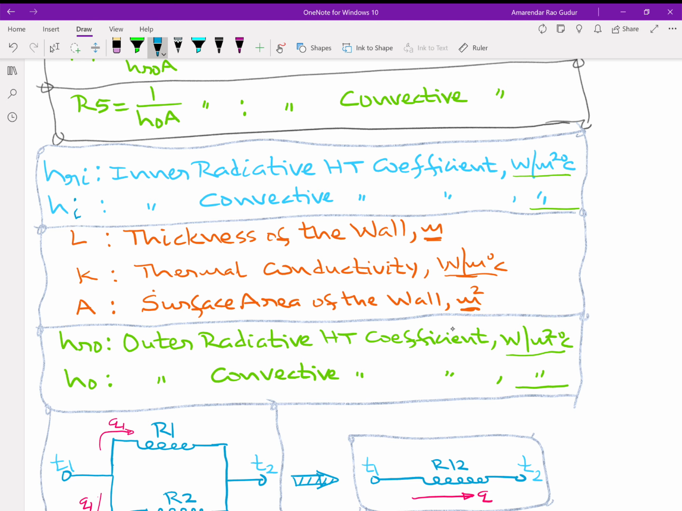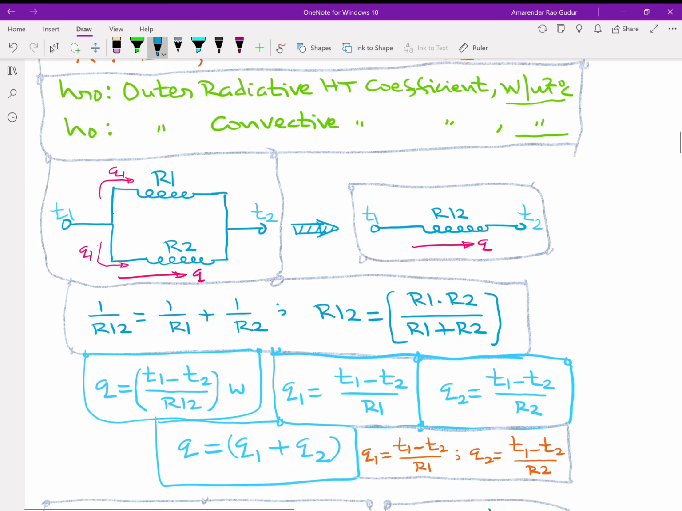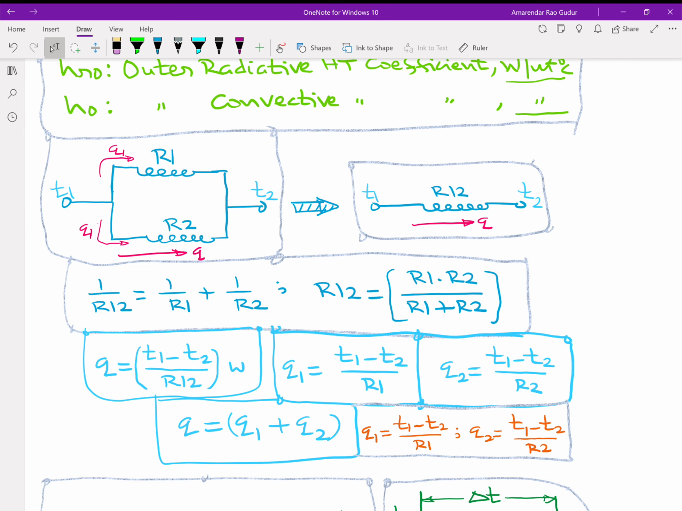Inner radiative heat transfer coefficient, inner convective heat transfer coefficient. Then HR naught, outer radiative heat transfer coefficient, H naught, outer convective heat transfer coefficient. So again, Ohm's law, I was talking about it, separately synthesized.